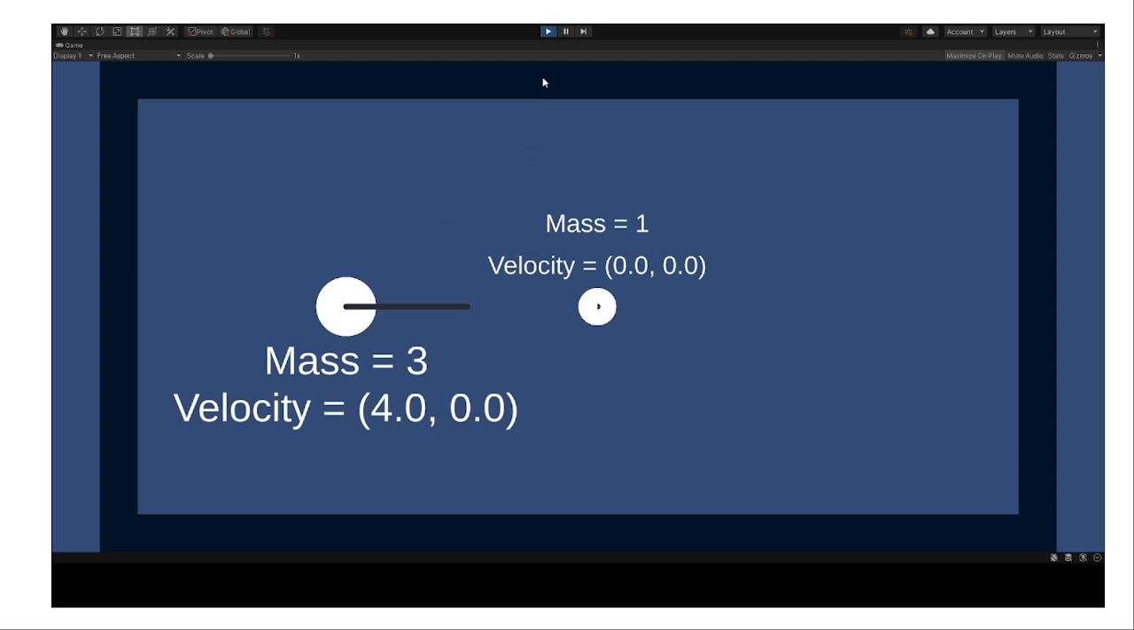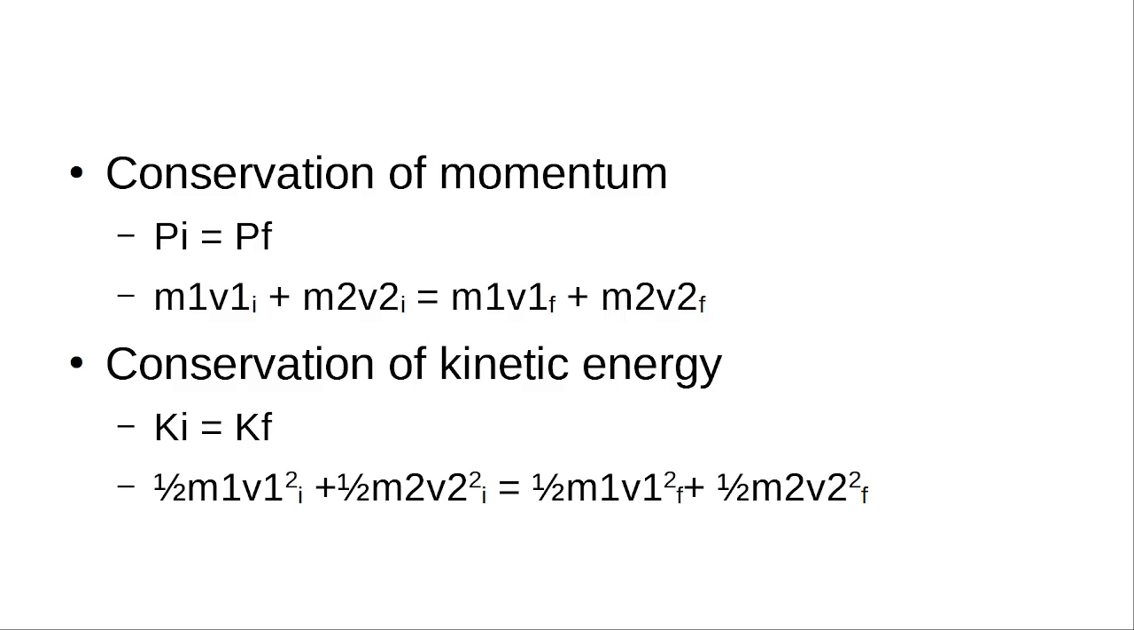We have to use two simple physics laws: the conservation of momentum and the conservation of kinetic energy. We already went over how to calculate conservation of momentum. So, how do we calculate kinetic energy? Kinetic energy before the collision must equal kinetic energy after the collision. Ki is equal to Kf. How do you calculate kinetic energy? Kinetic energy is 1/2 mass times velocity squared.